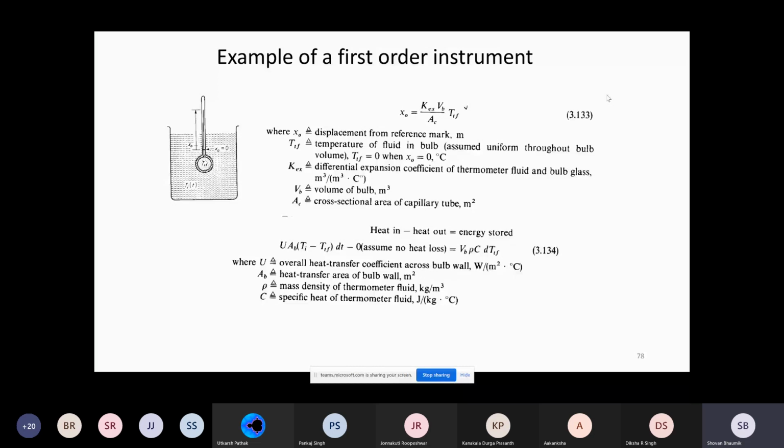So the displacement x0 will be E, that means the differential expansion coefficient between the thermometer fluid and the bulb, times VB, that means the volume of the bulb, that means the amount of liquid in the bulb.